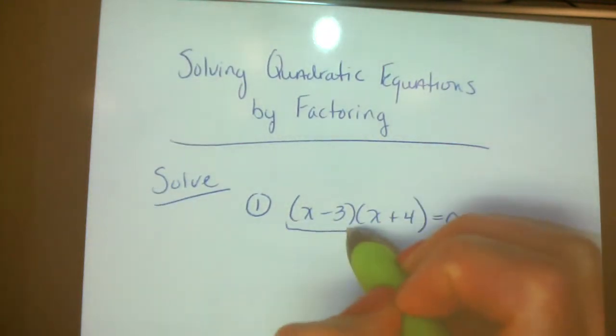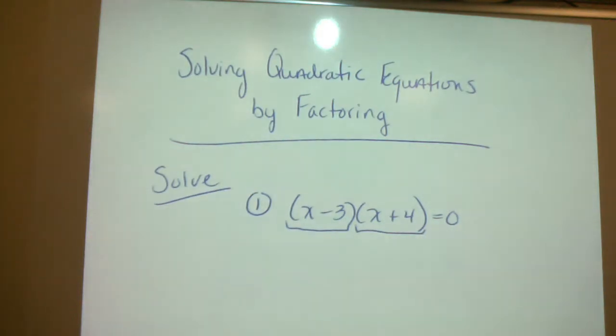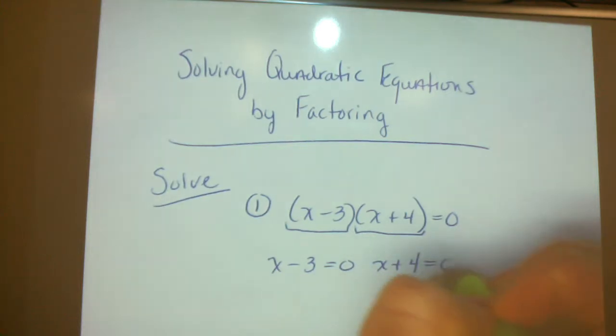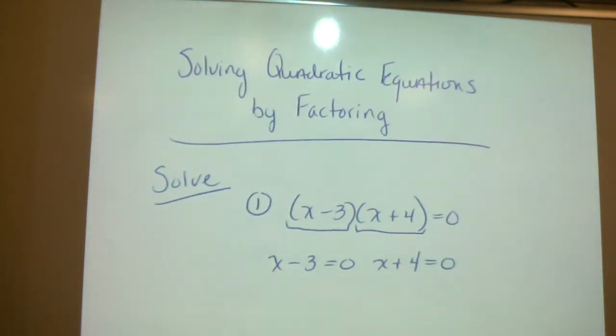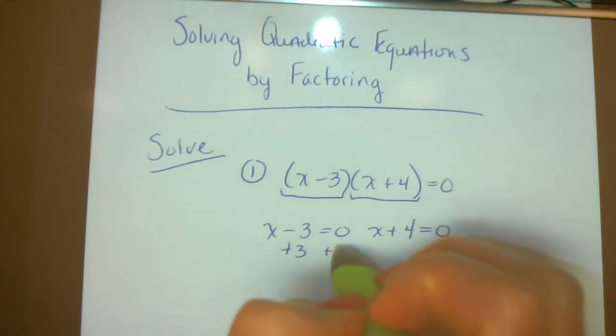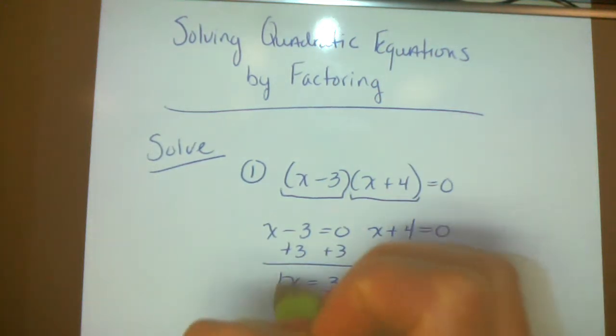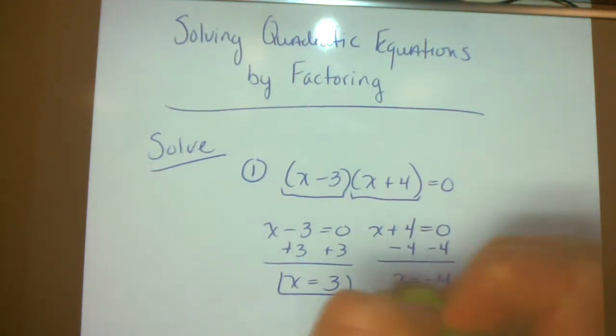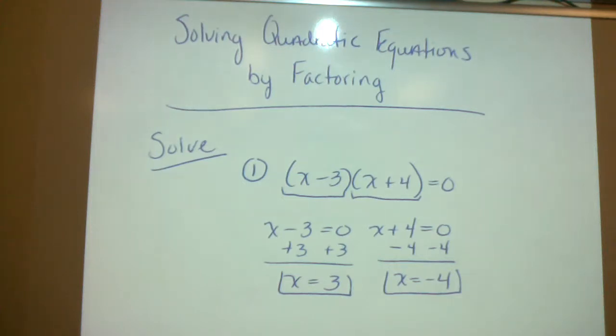So I've got two factors. I've got x minus 3 and I have x plus 4. I'm going to take each one of those factors and set it equal to 0. So I'm going to take each factor and set it equal to 0 and then just solve. So I've got x is equal to 3, minus 4 here, x is equal to negative 4. So if I were to graph this quadratic equation, it would hit the x-axis at 3 and negative 4. The way that we're going to solve these are different, but the meaning is the same.